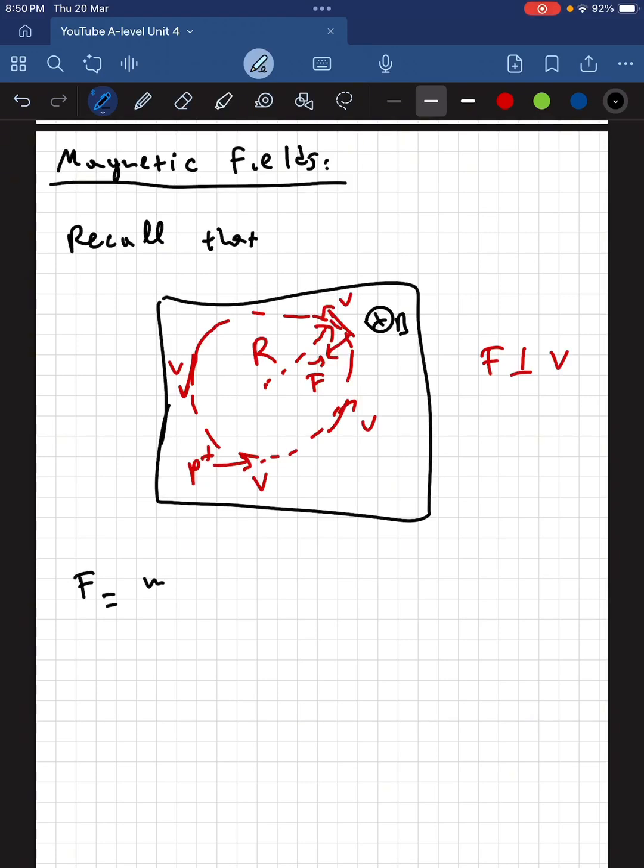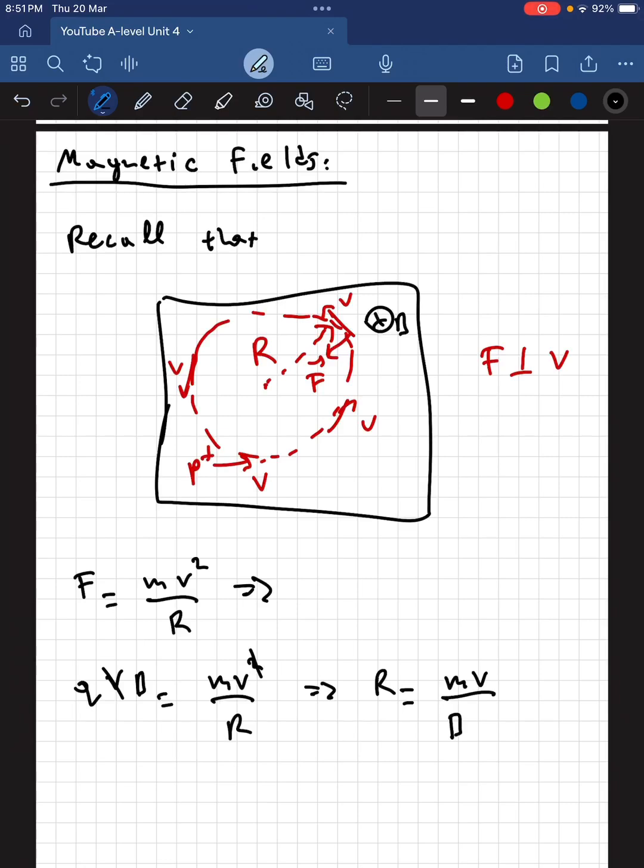So F is m times v squared over r, where this is the centripetal acceleration. Remember, a is v squared over r. So let me erase that. Okay. Therefore, what is the force equal to? qvB is mv squared over r, and therefore this velocity cancels. So r is mv over Bq.